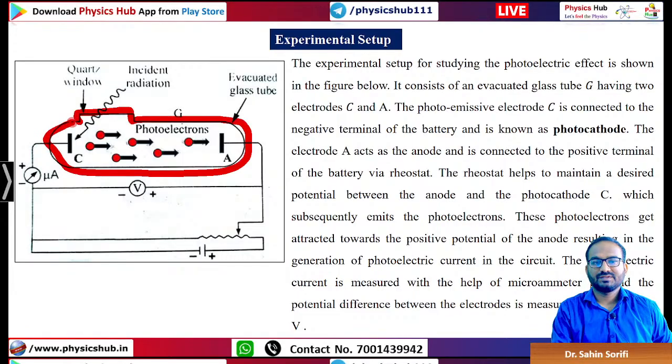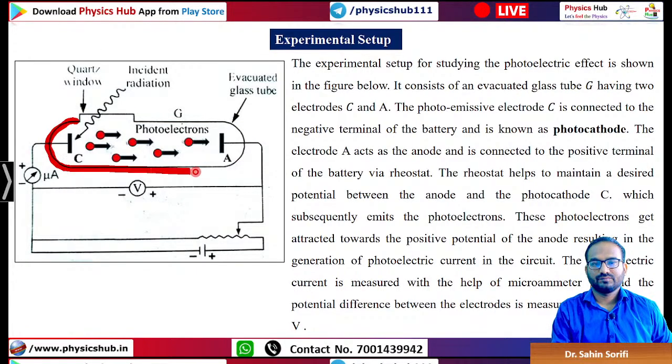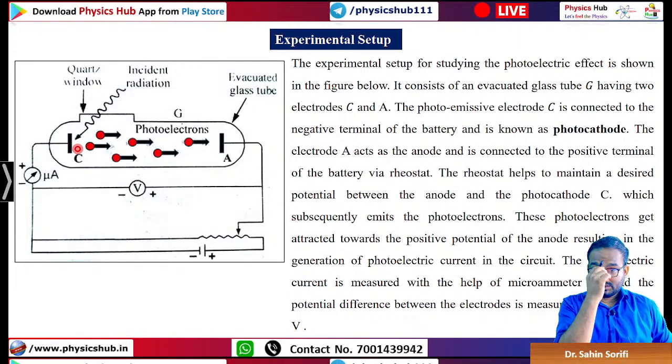I will share this PDF in the course folder. You just go through it once, because in future a question may be set, and for that you need to have an understanding of the experimental setup. So we have an evacuated glass tube having two electrodes. One is this cathode, another one is this anode.